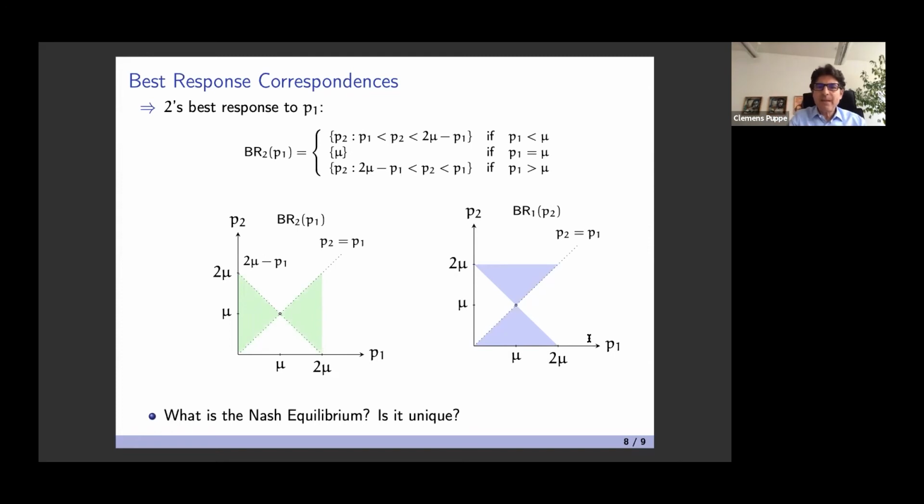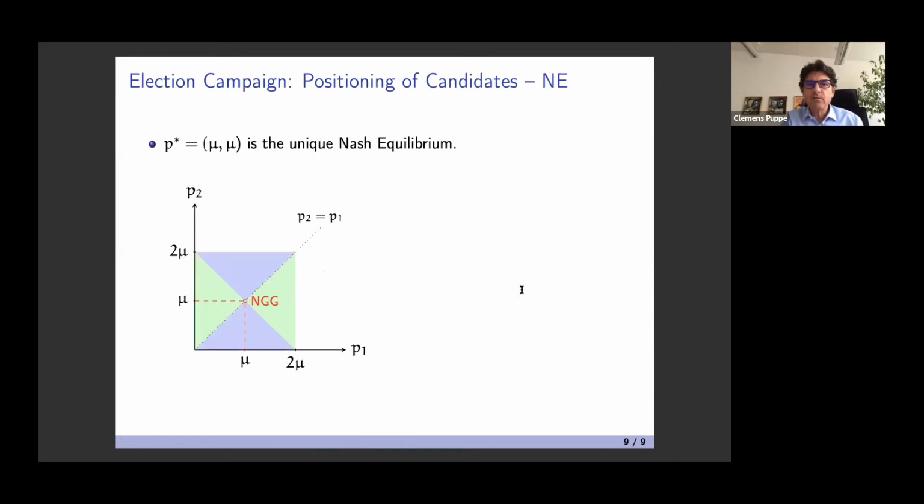Now, you can do this symmetrically for the other player, and the other player can think about the question, what is my optimal position, P1 now, given a position P2 of the second candidate, and this will be the blue region. Notice that the dotted lines do not belong to the blue region and not to the green region, and equilibrium means we now need a point that is simultaneously in the green and in the blue region. Let's put those regions together.